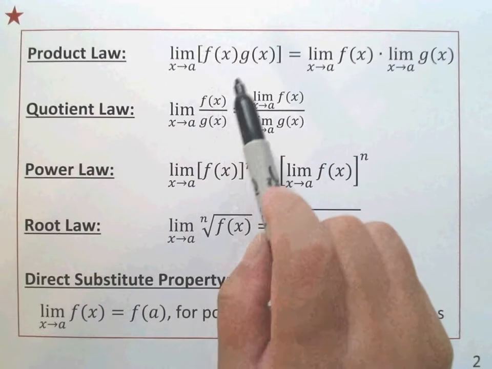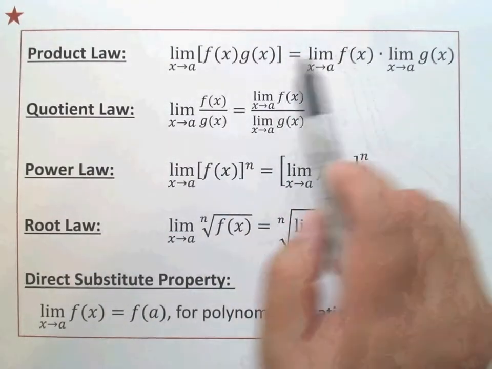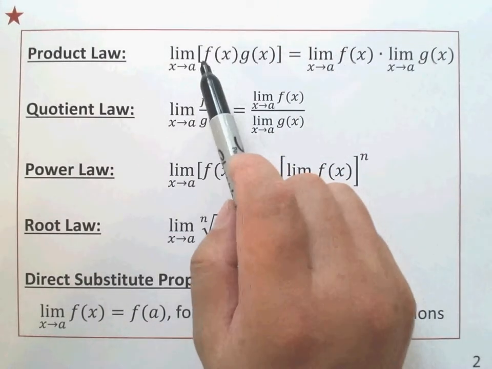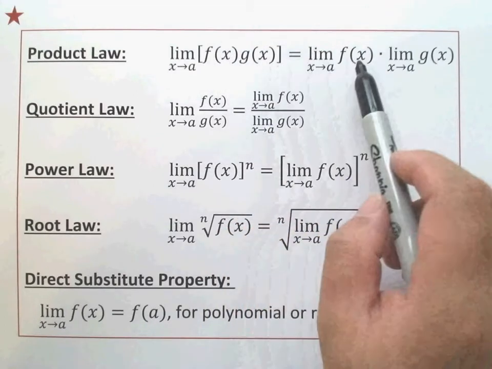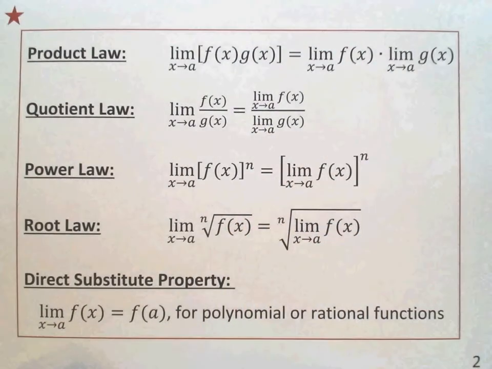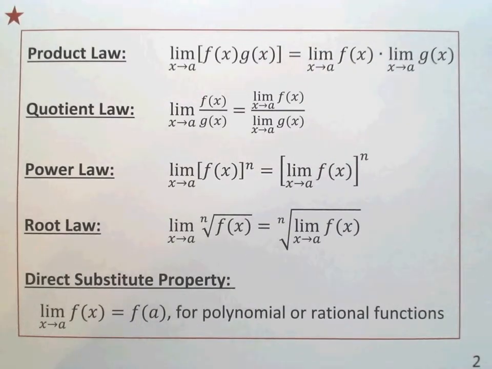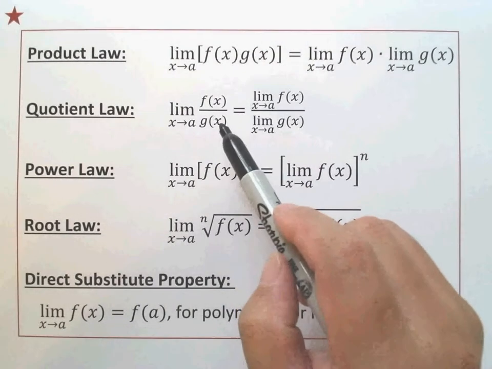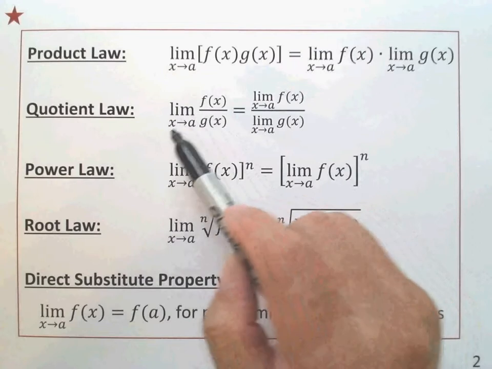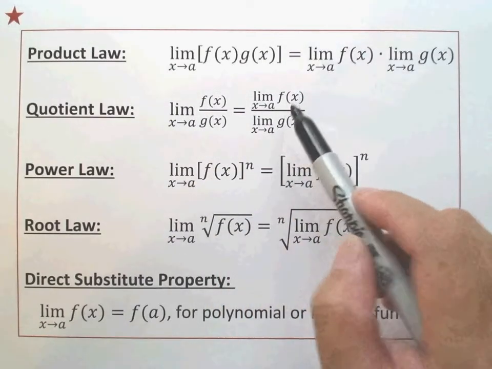This is the product law, which means the limit of the product equals the product of the limits. You can imagine it's easy to think about this result. In the same way we have a quotient law. The limit of the quotient equals the quotient of the limits.